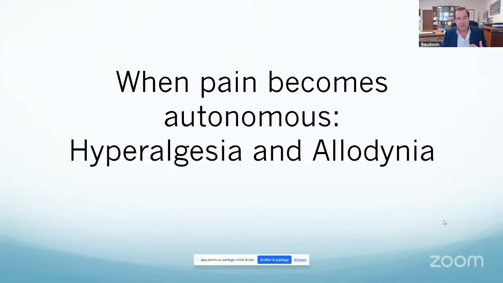It may be observed with signs or symptoms of hyperalgesia. What is causing a pain is causing a more important pain than what could be expected. And allodynia is when a touch or just a mechanical stimulation is causing pain instead of causing just a sensation of contact.